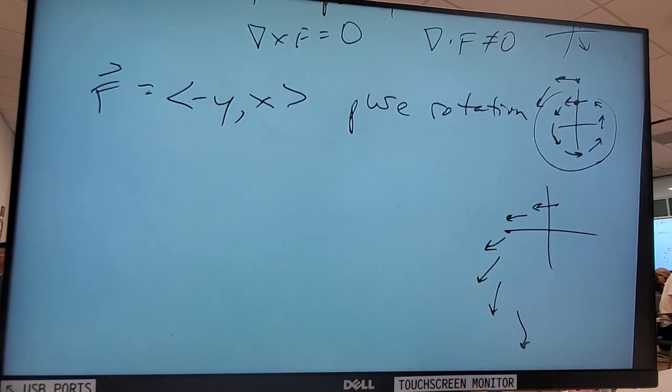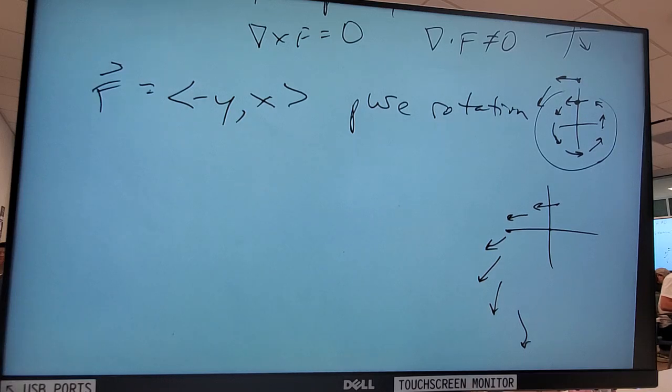So just the last thing I want to bring up. And next time I'll bring some concrete examples of curl and divergence, because we're just barely scratching the surface.